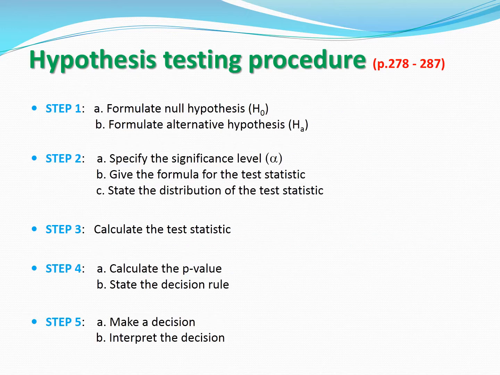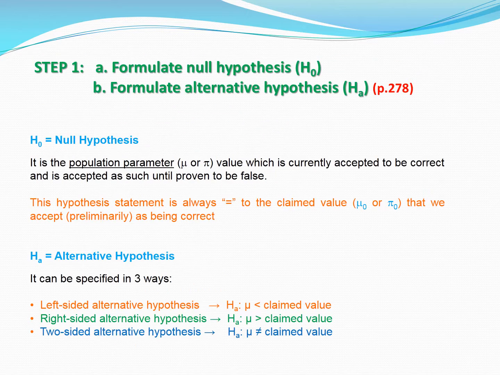The hypothesis testing procedure consists of these 5 steps that are discussed on these pages in your textbook, but this is only a summary, so I'll illustrate the steps through an example. In step 1, we formulate the null hypothesis, which is indicated by H0, and we also formulate the alternative hypothesis, which is indicated by HA. The null hypothesis is the population parameter's value that is currently accepted as being correct, and it is accepted as such until it is proven false.